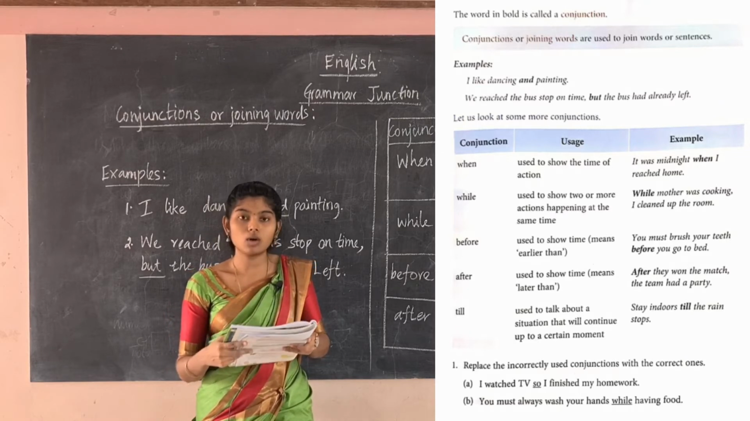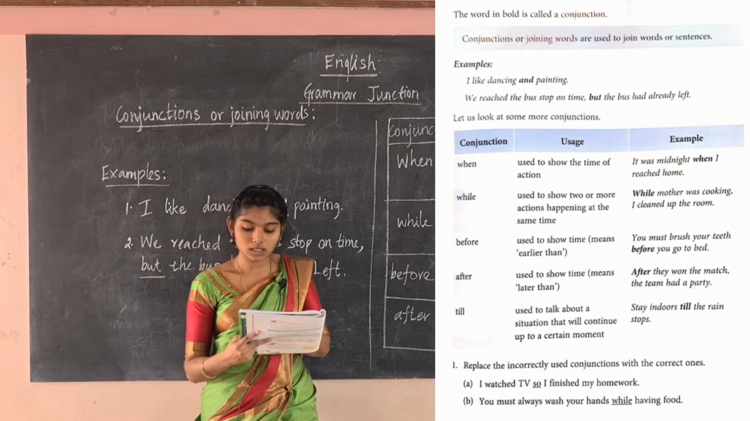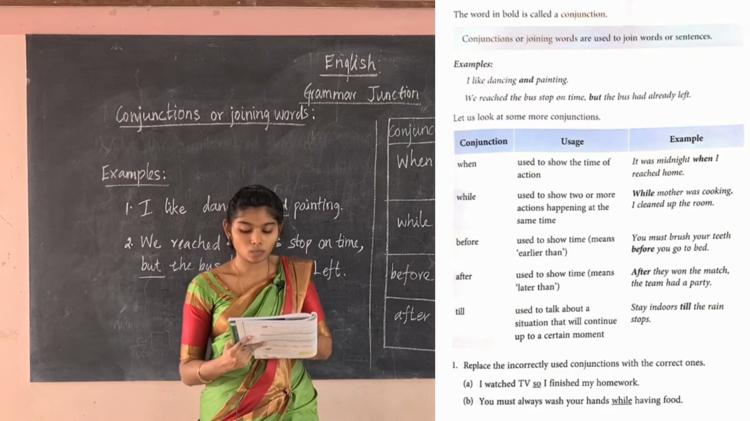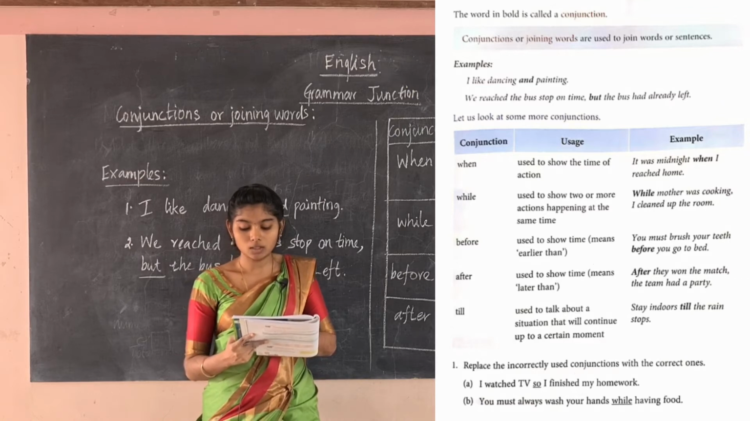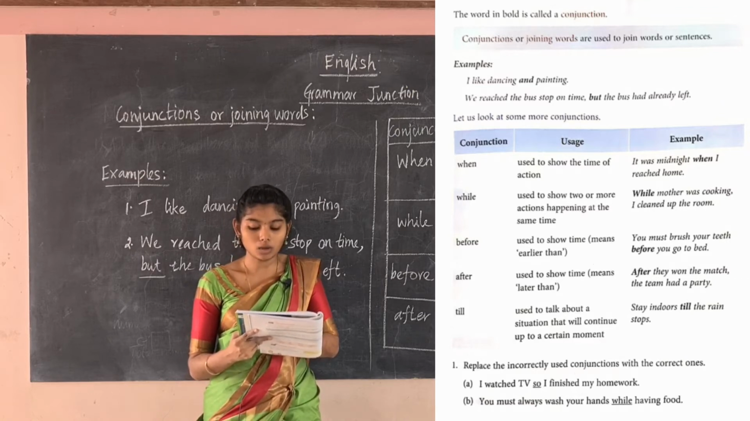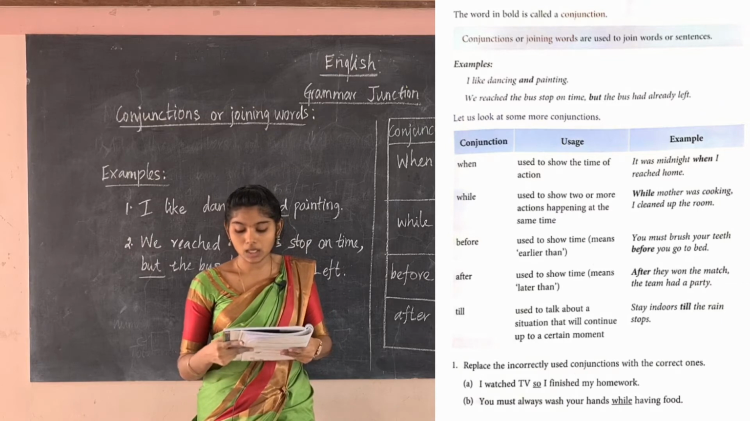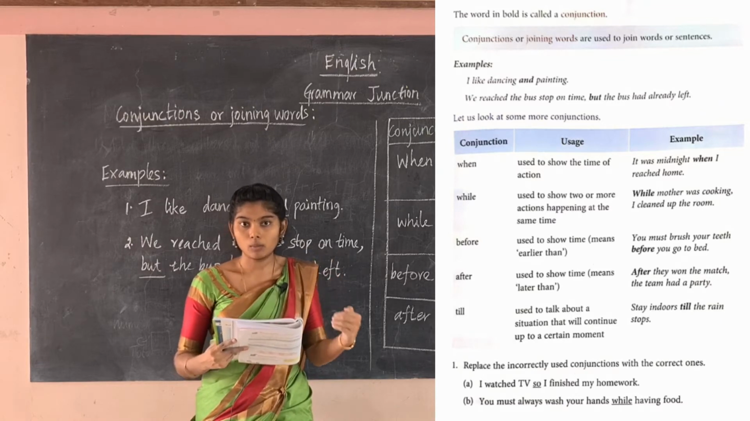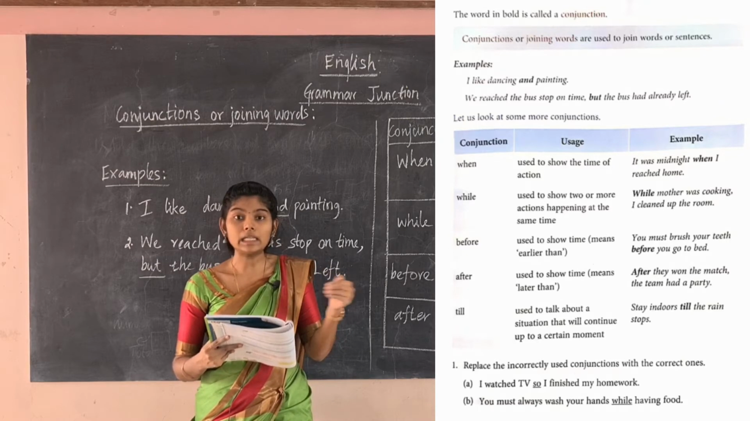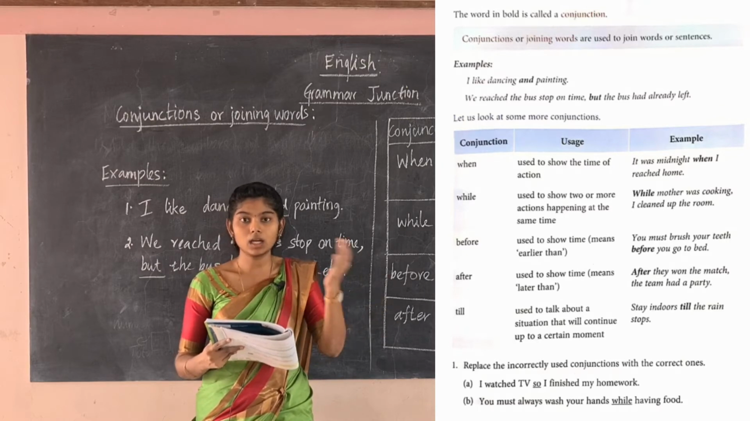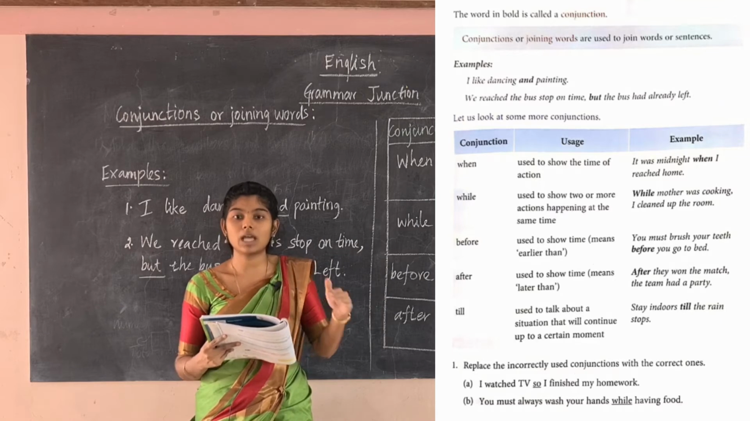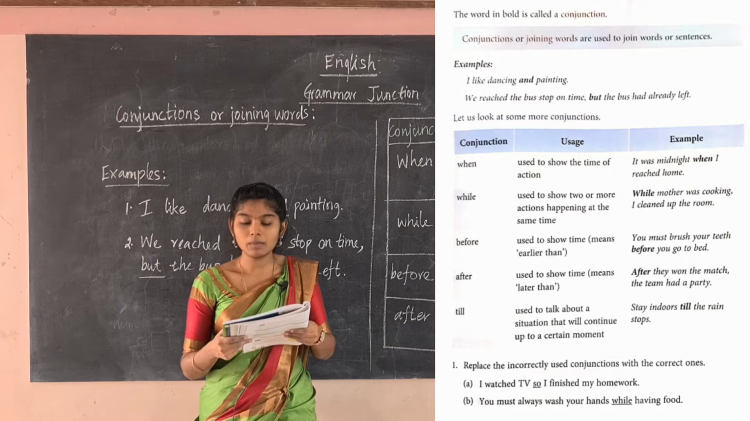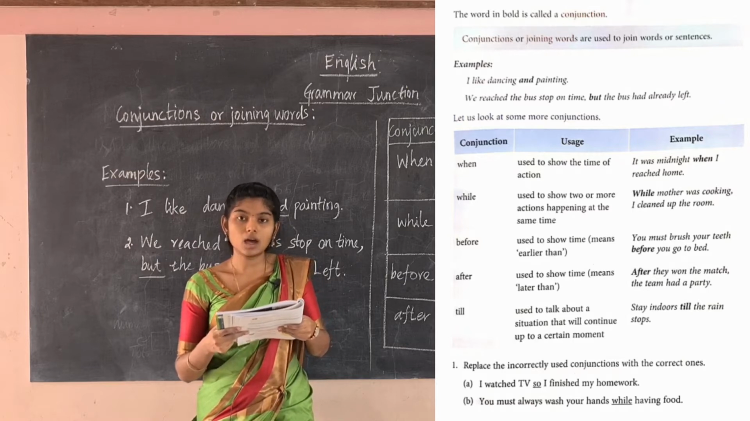And next one is for while. We are seeing the example. While mother was cooking, I cleaned up the room. What is given here? While mother was cooking, I cleaned up the room. There are two things happening here. While my mother is cooking, I am cleaning up the room. One person is doing one work, and I am doing another work. It is happening at the same time. If things happen at the same time, we have to use while. So while mother was cooking, I cleaned up the room.